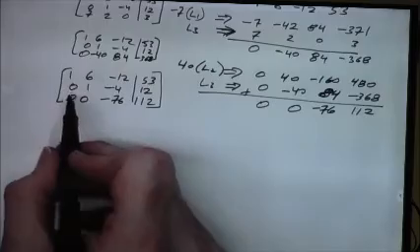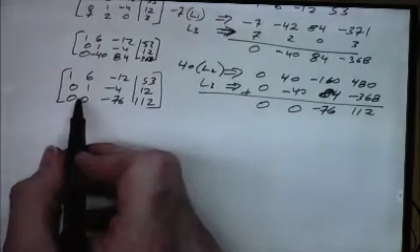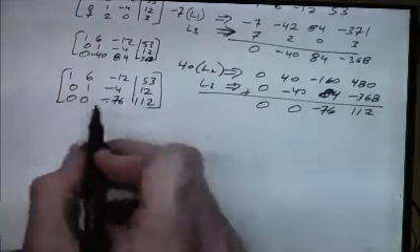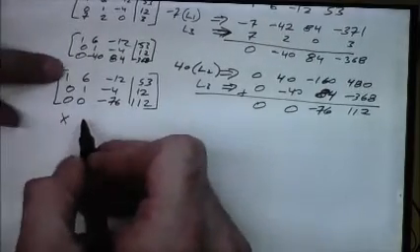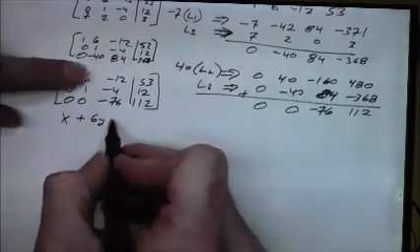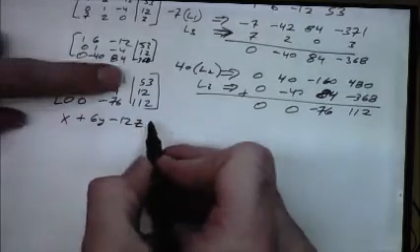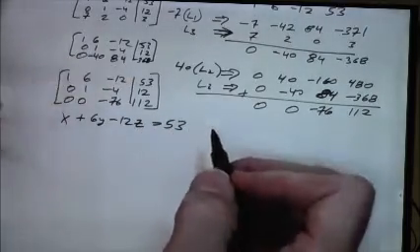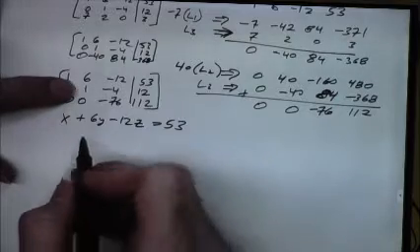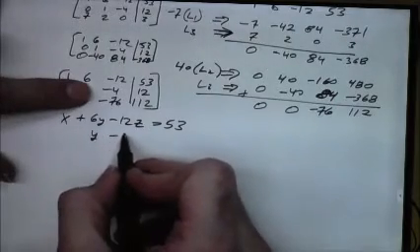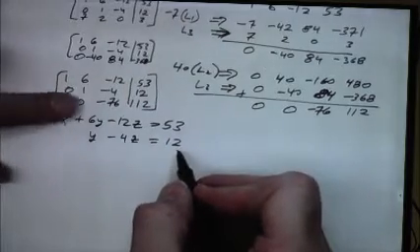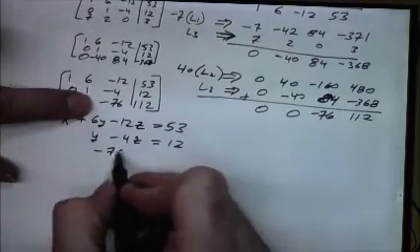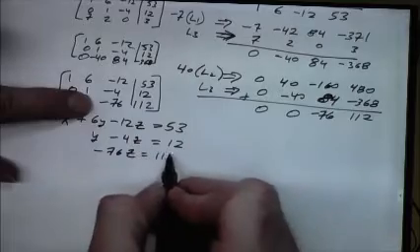So I have the 3 zeros the way I want it. So I'm going to write these out, and then I'm going to solve that one and plug it into the others. That's 1 times x plus 6 times y minus 12 times z equals 53. This one is no x, but it's 1y minus 4z is equal to 12. And this one, no x and y, it's -76z is equal to 112.